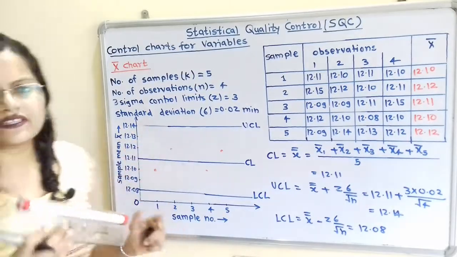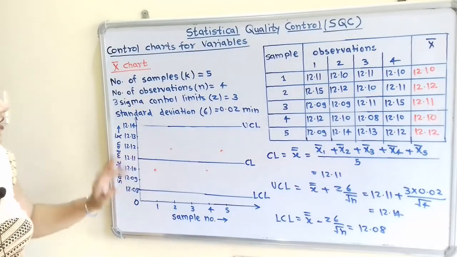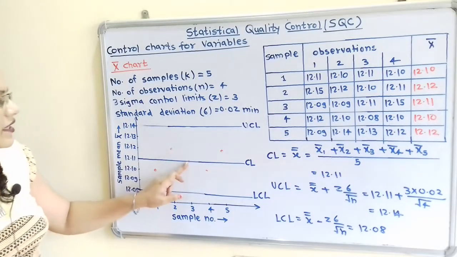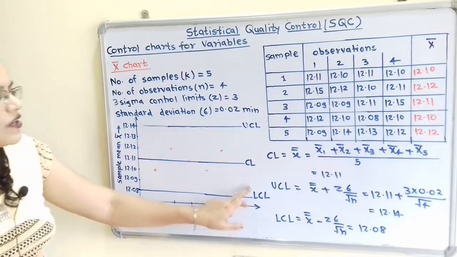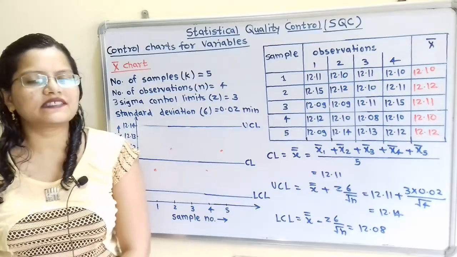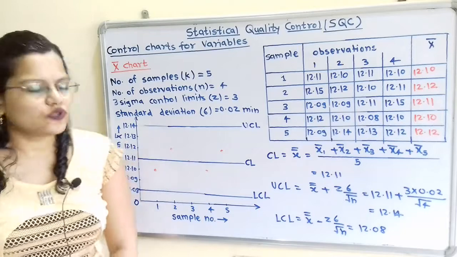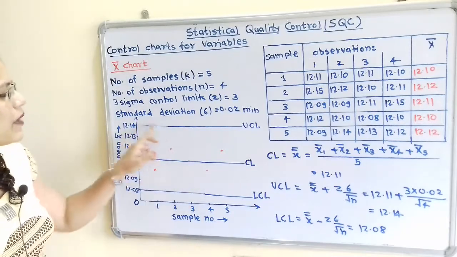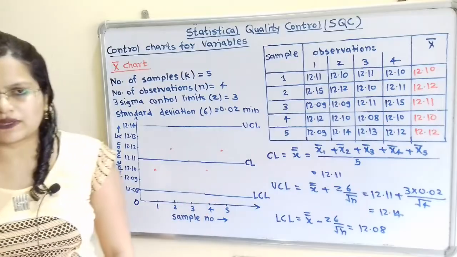Now we have to write the answer by observation. If we observe all these readings, all the points lie between this lower control limit and upper control limit. That means we can say that this process is under control. So no point crosses the boundary of the upper control limit and lower control limit.